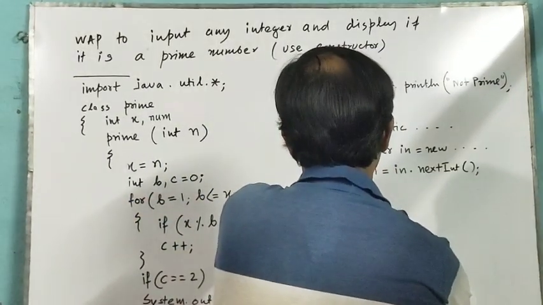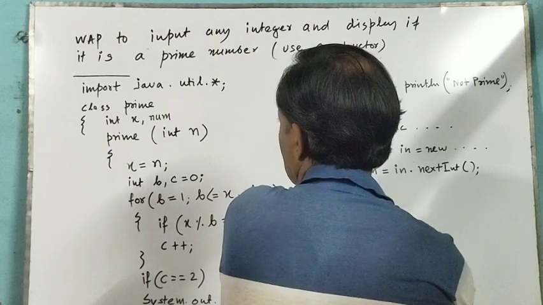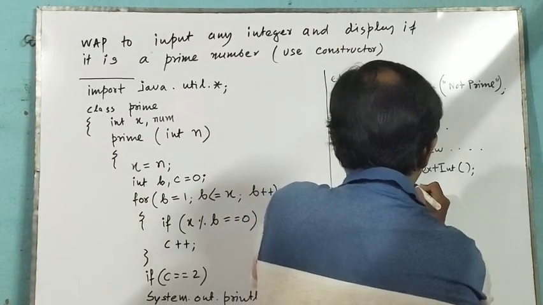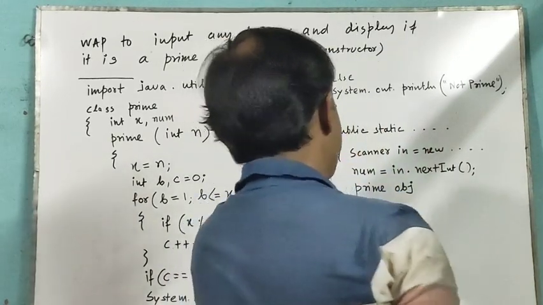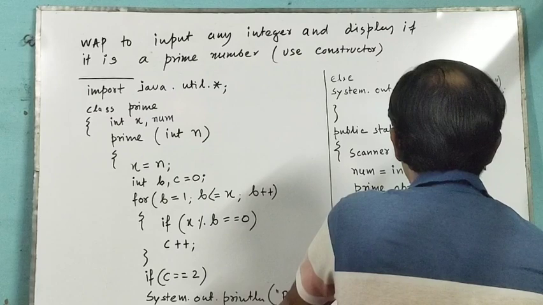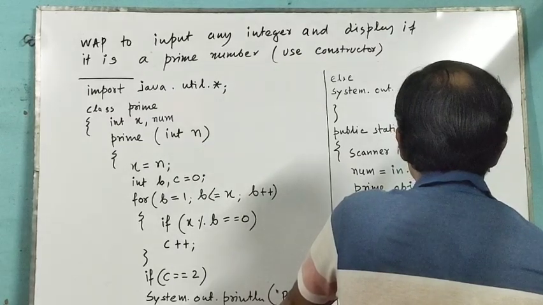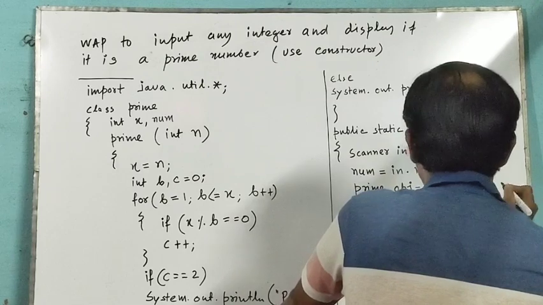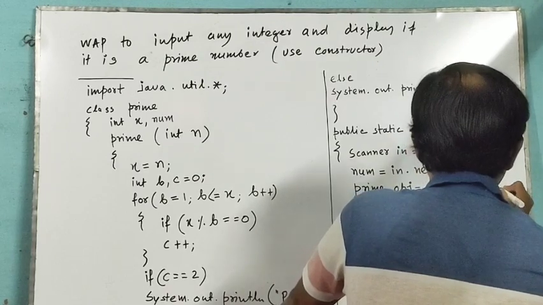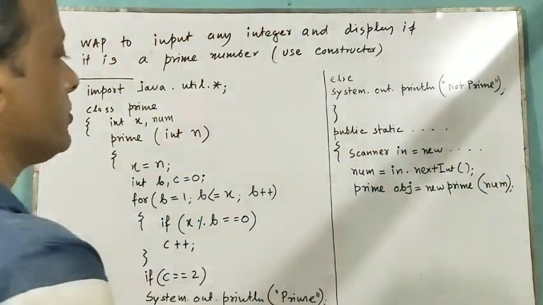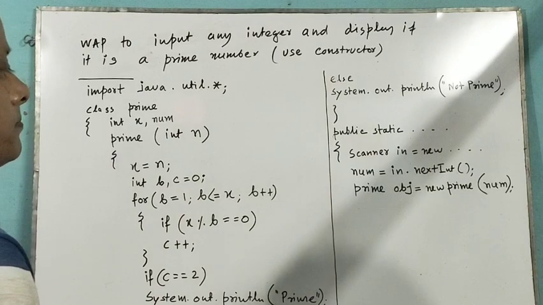Now, for that we have to create an object of the class prime. Prime, I wrote obj, obj stands for object, prime obj equal to new prime, within bracket I write num. Prime obj equal to new prime num.